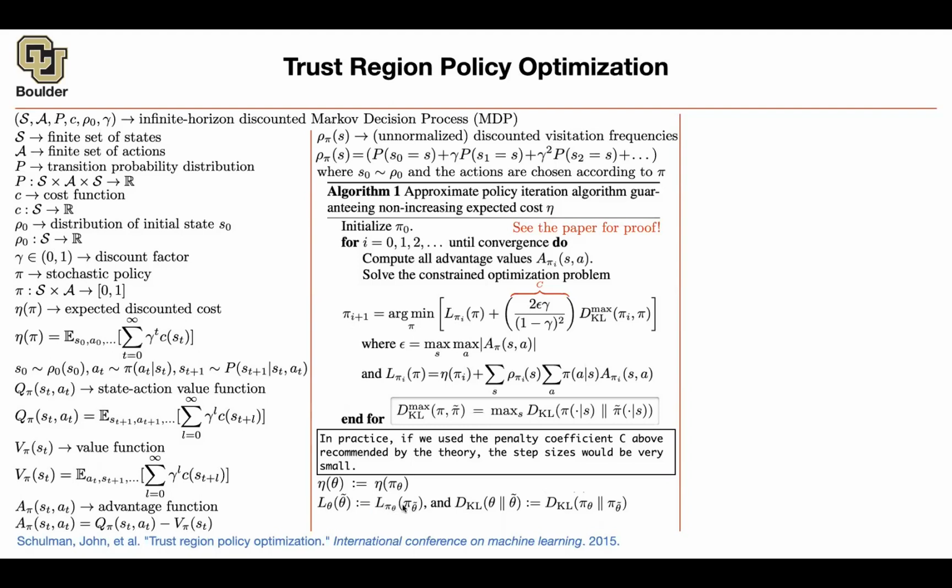And then you have this local approximation to your expected discounted cost. That one you can also reformulate in terms of theta and theta tilde. So it's another notation. And then rather than writing the KL divergence between two distributions that are parameterized, you can just introduce a new notation that is in terms of your parameters.